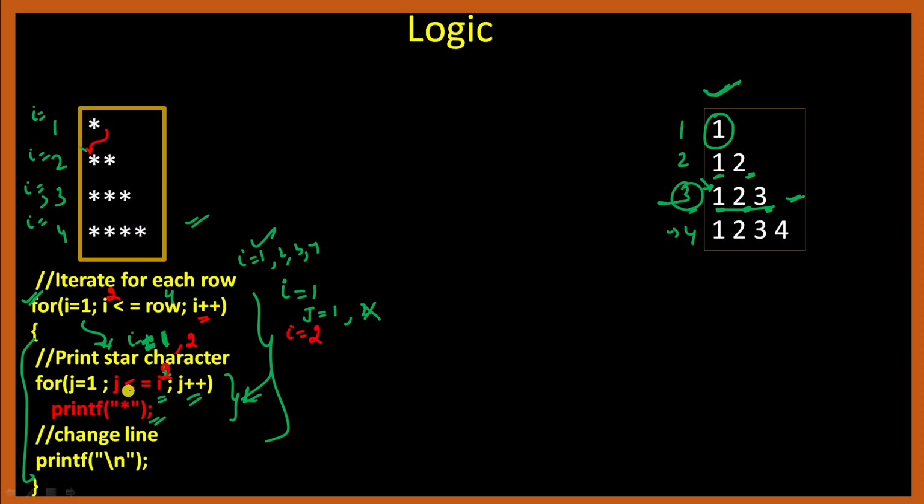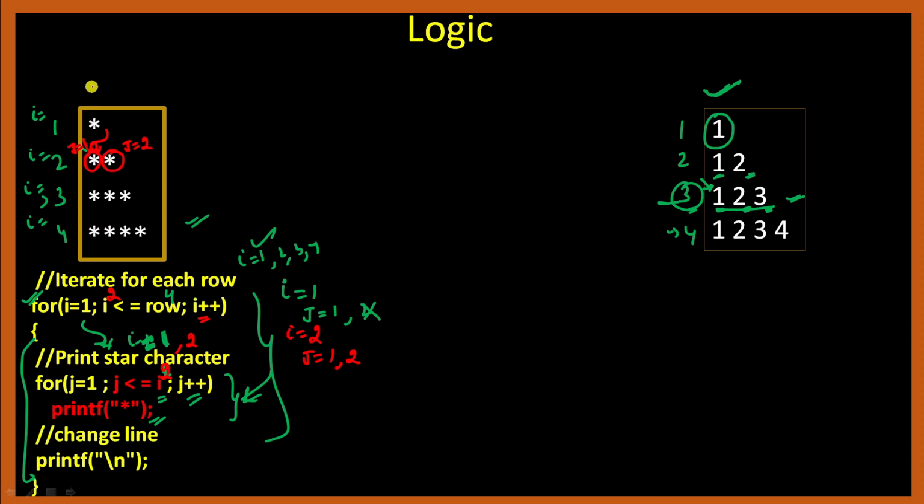j equal to 1 to j less than equal to 2, that means it will run 2 times. First it will be j equal to 1, and then 1 star will be printed. So for j equal to 1, we were printing this star, right? Then j plus plus, that means j will be 2, and 2 less than equal to 2 is true, so we will come inside, that means we will print this star. So for j equal to 2, we are printing this star.